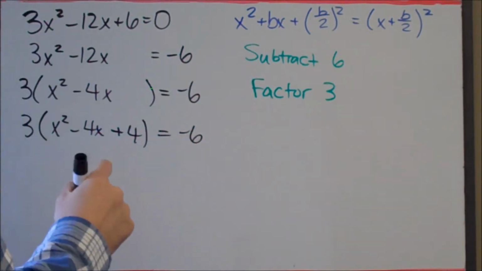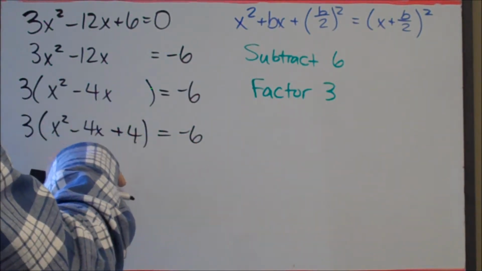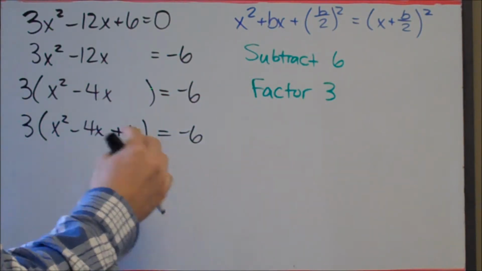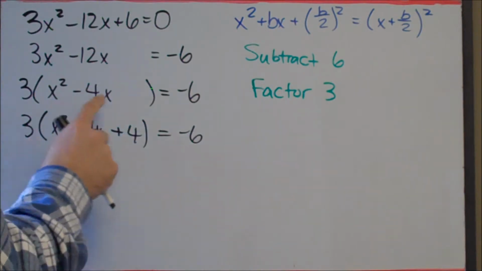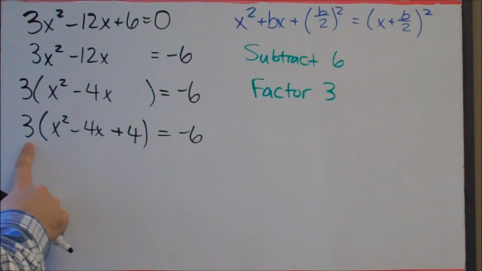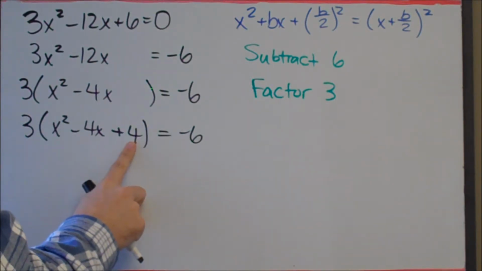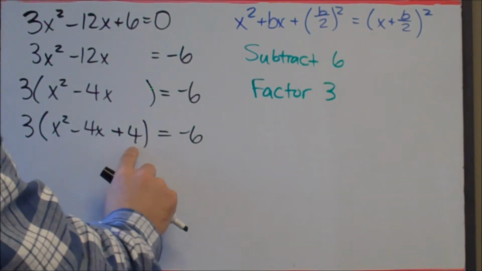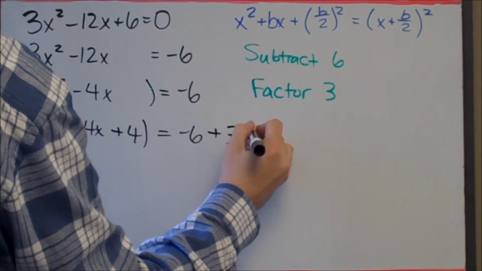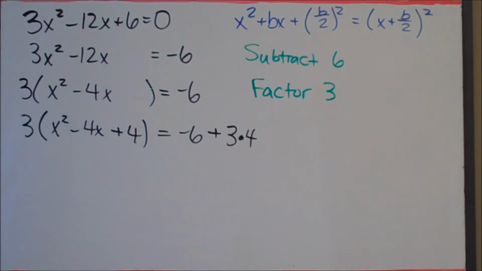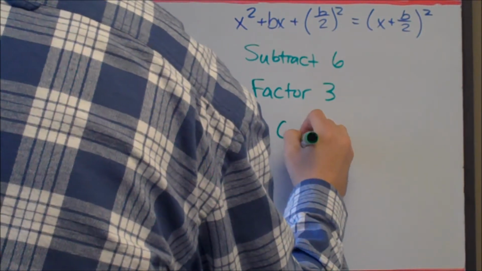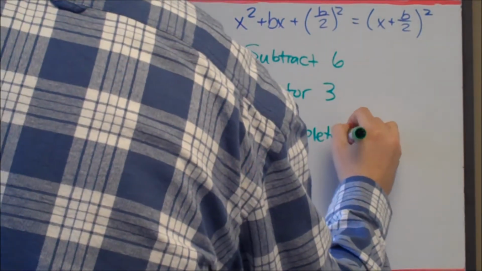Okay. So we added something to this side. So we also have to add the same thing on this side. Since everything inside these parentheses is multiplied by the 3, we are actually adding 3 times 4 instead of just 4. So we also have to add 3 times 4 to this side. So this is the step where you complete the square.